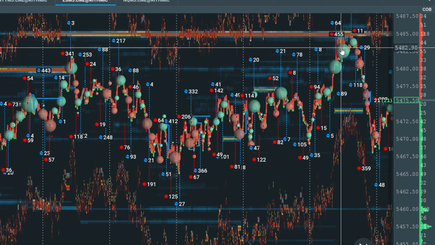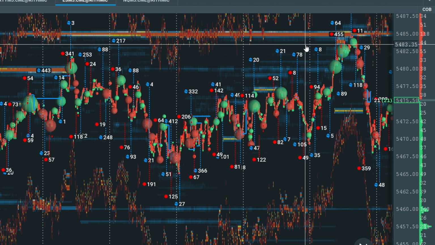Now, if you're unfamiliar with what the bubbles are inside Bookmap, just think about this as aggressive traders. The larger the bubble, the greater the aggression to that side. If they're green, more aggression to the buy side. If it's a big red bubble, more aggression to the sell side.